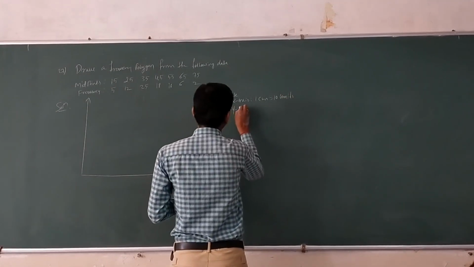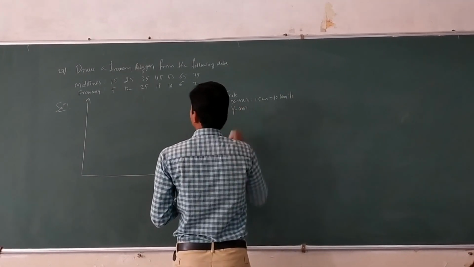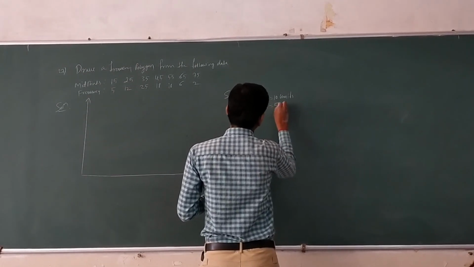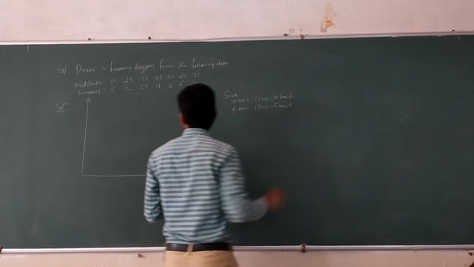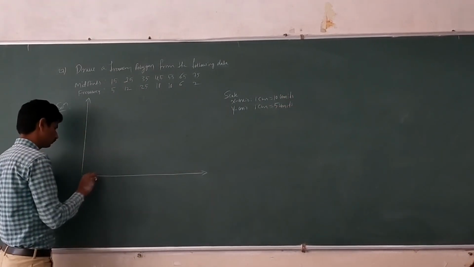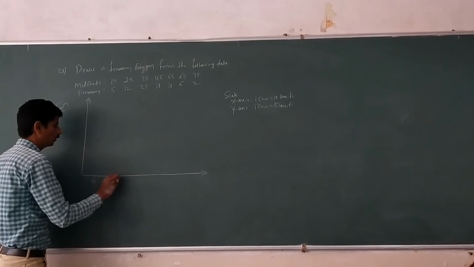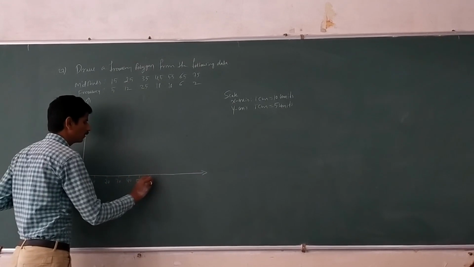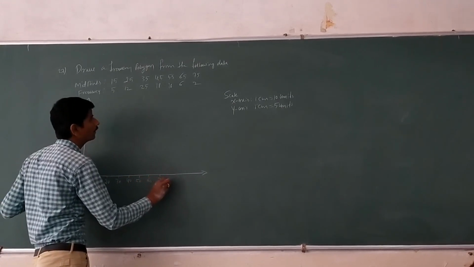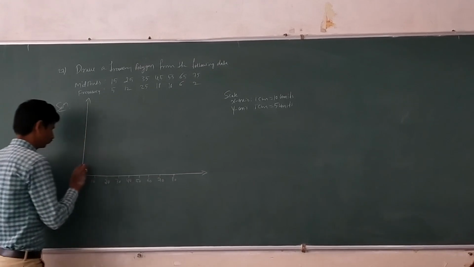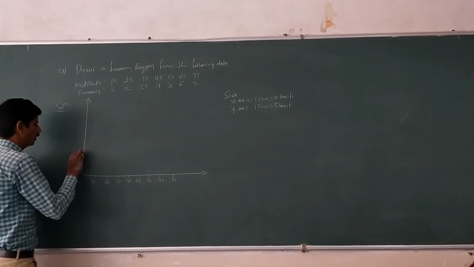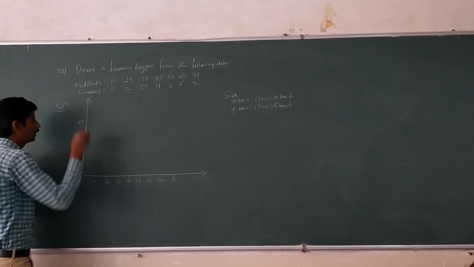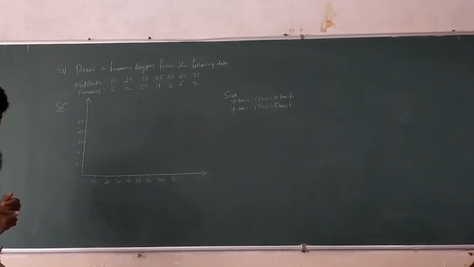Next, the y-axis. The lowest is 5, the highest is 25. We take 1 centimeter equal to 5 units. Here the x-axis is 10, 20, 30, 40, 50, 60, 70, 80, and the y-axis is 5, 10, 15, 20, 25. Okay, the next you have to plot the points.